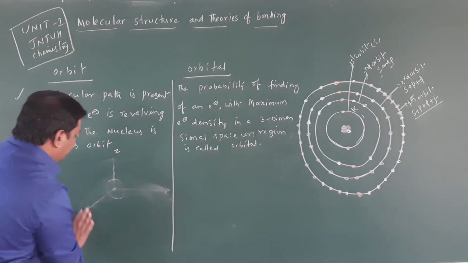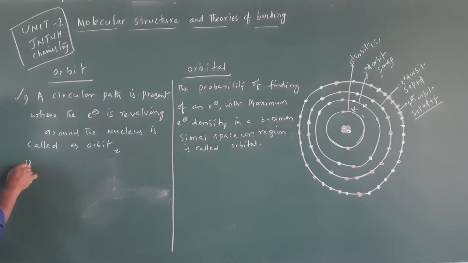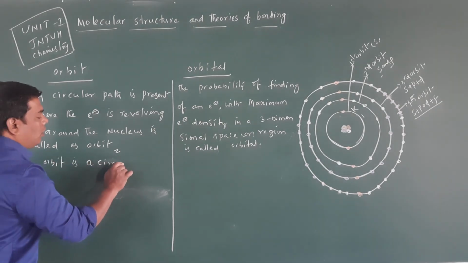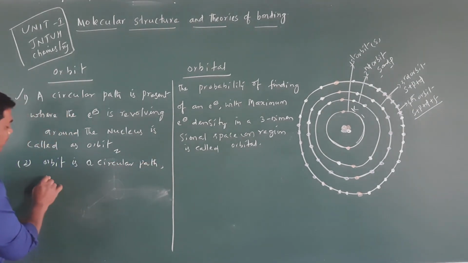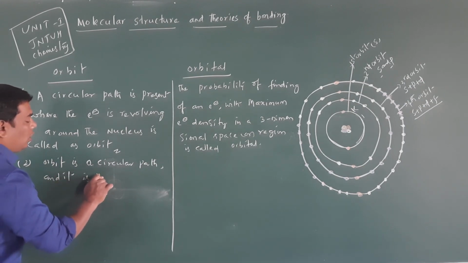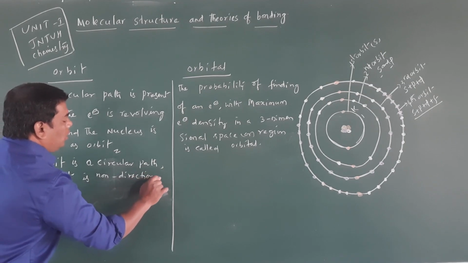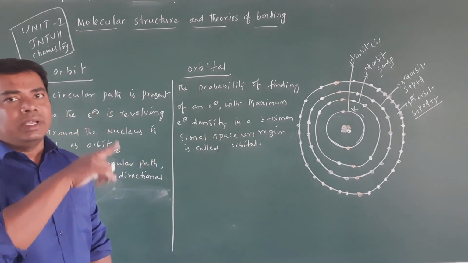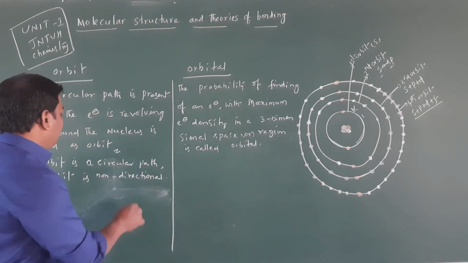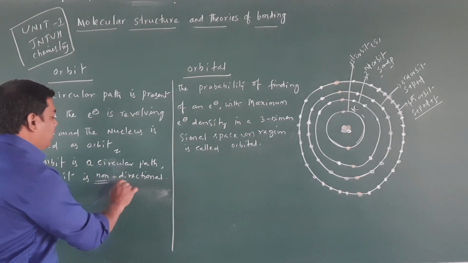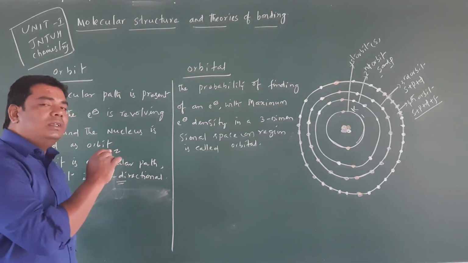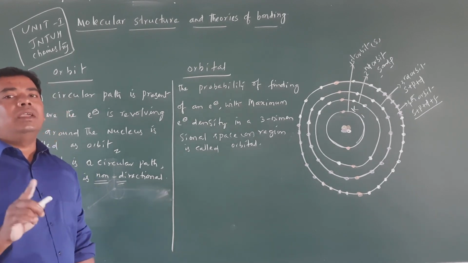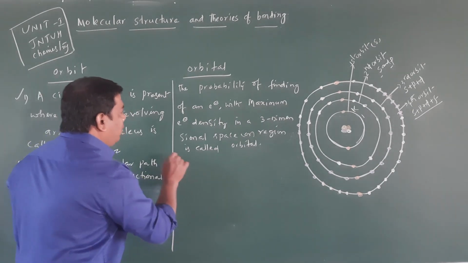Okay, clear student? Right. So next, the second difference. Generally, orbit is a circular path and it is non-directional, because the electrons are revolving not only in x-axis, y-axis, z-axis; the electrons are revolving in all the directions. That's why the orbits are non-directional. This is a very important point. Remember, s orbital is also non-directional, but the remaining p, d, f orbitals are directional. Clear?